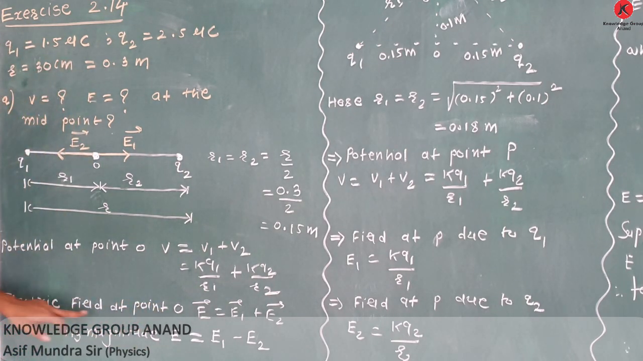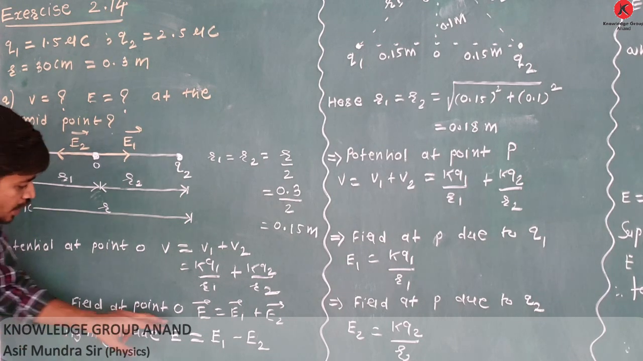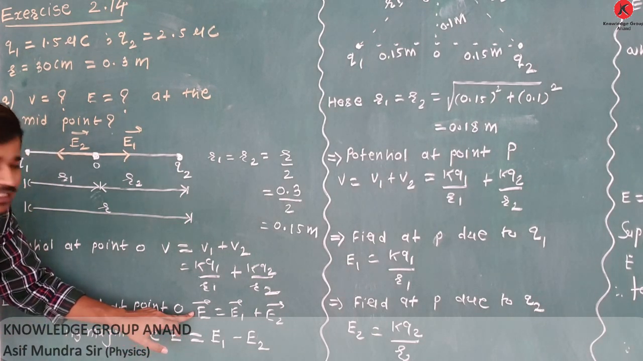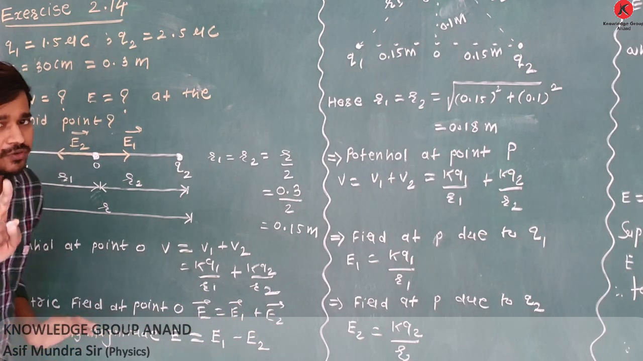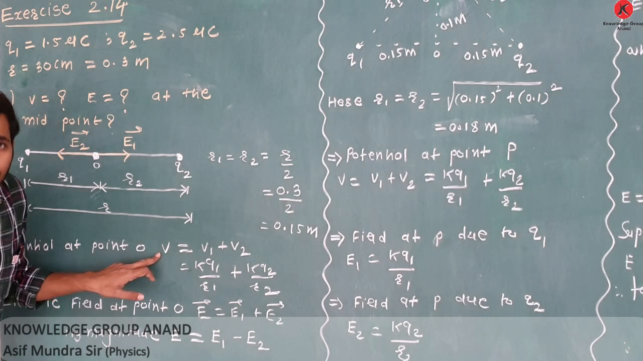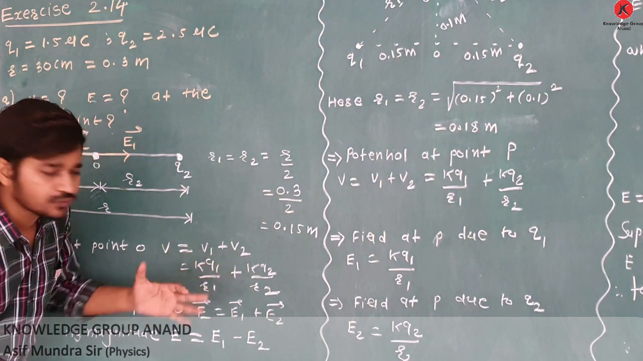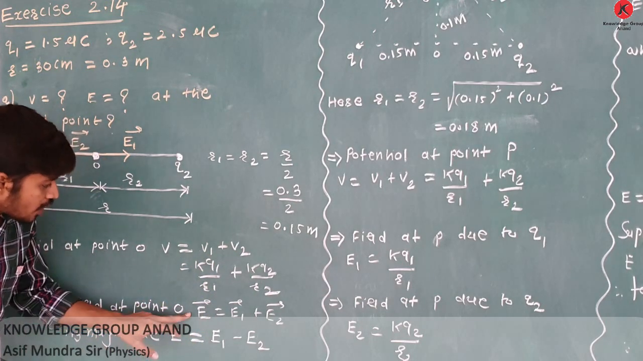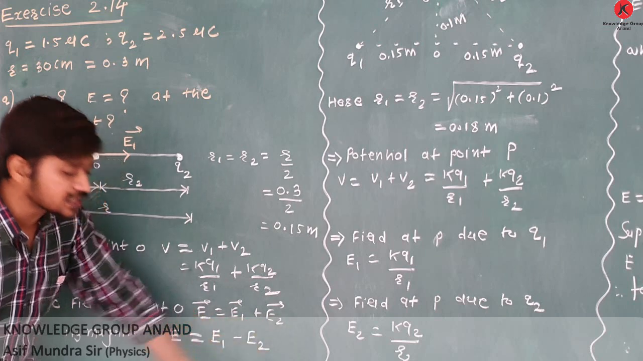Now, we will find the electric field at point O. As the electric field is a vector quantity, we have to write E is equal to E1 plus E2. See the difference between scalar and vector. Scalar quantities, we can add them easily. V is equal to V1 plus V2, an algebraic sum. But for a vector quantity, you have to write the vector relation, E is equal to E1 plus E2.